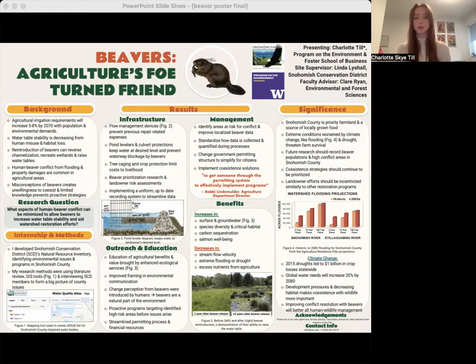interviewing SCD members. The GIS mapping tool pictured here is the Department of Ecology tool I used to create the 303(d) list of impaired water bodies for Snohomish County. My results can be broken down into infrastructure, outreach and education, management, and how successful improvements in these topics can benefit agricultural areas and the surrounding environment.